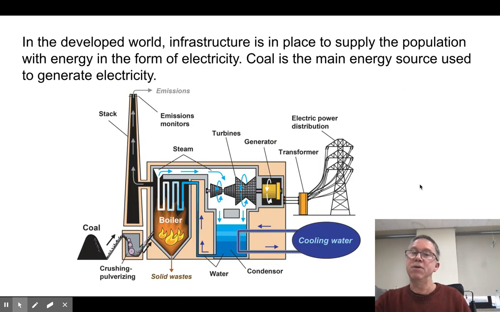But in the developed world, we do things differently, right? So in the developed world, instead of burning wood for the most part, we're going to burn other things, like what we call fossil fuels. And the main one we use is coal.